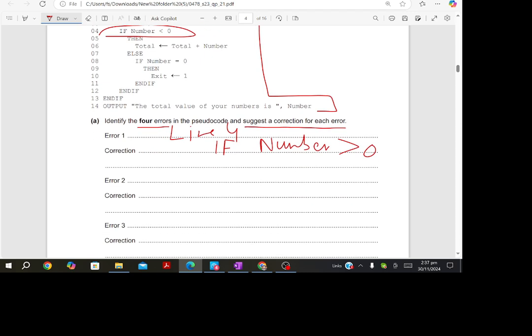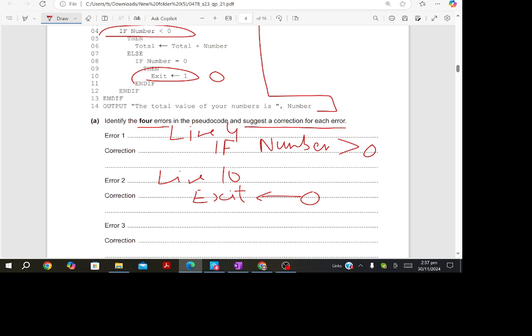After that, what is the next error? Total is equal to total plus num. Else if number is equal to 0, then exit is equal to 1. No, it should be if number is equal to 0, then exit is equal to 0. So it will be at line 10, because the process should then exit. 0 means that end that process. If number is equal to 0, then exit is equal to 0.